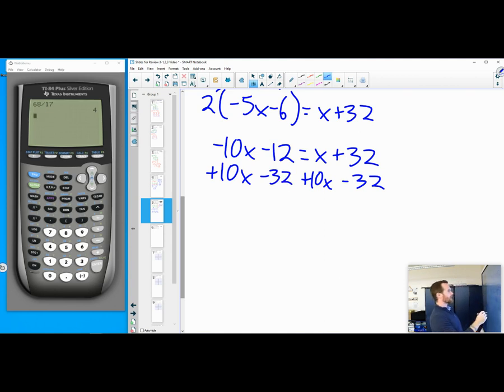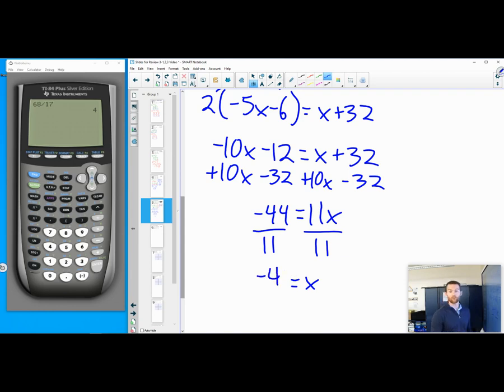So this becomes a -44. Am I doing that correctly? I think I am. Equals 11x. Then we divide by 11. And we get x equals, what is that? Just -4? So x equals -4.